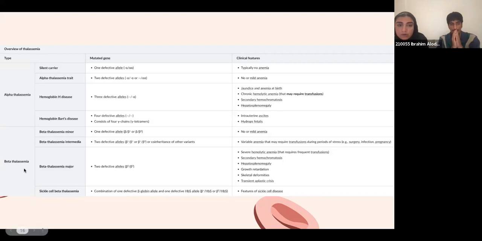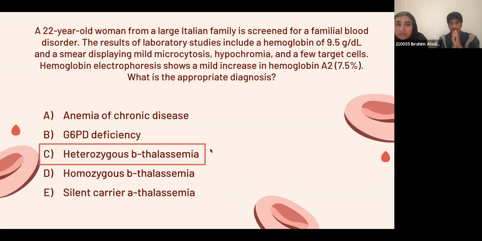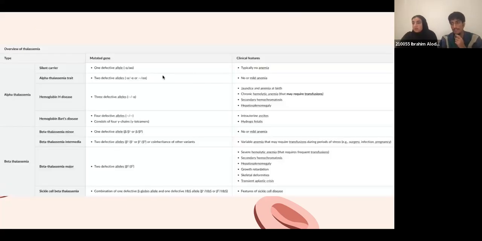Now in beta thalassemia, notice over here how it says mild increase in hemoglobin. That's why you're able to say heterozygous beta thalassemia. But if there's a higher increase in hemoglobin alpha, that means both beta globin genes are knocked out or dysfunctional, and therefore there is higher compensation by alpha chains. So you're going to have a greater increase of hemoglobin alpha 2. Is that clear to you guys? Perfect. Awesome.